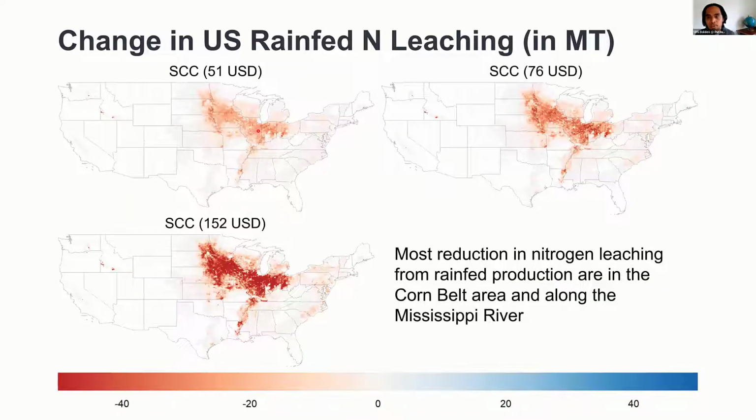And here's the distribution of the nitrogen leaching change within the continental US. Most of the reduction in nitrogen leaching, again, is occurring in areas where you have high concentration of rain-fed production in the Corn Belt region. And then there's some interesting reduction of nitrogen leaching along the Mississippi River area.